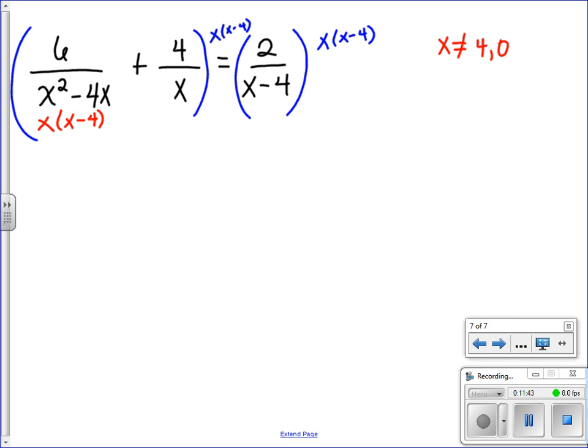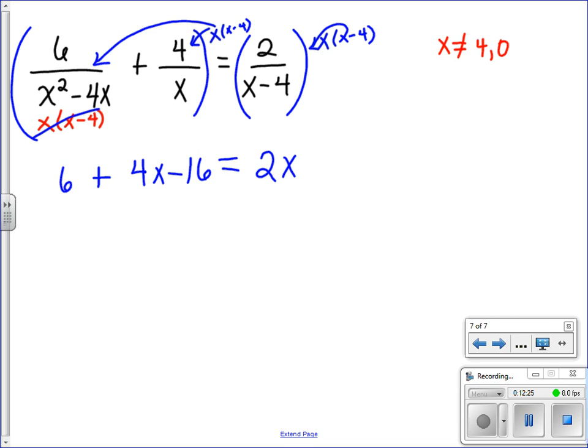Okay. Now, when I multiply here, what happens to the x minus 4? It cancels. Everything cancels. Boom. And I'm just left with 6. When I multiply here, what happens? Not this one. The x's cancel, and I'm left with 4x minus 16 equals. Here, what happens? Exactly, and I'm left with 2x. Okay, solve that.